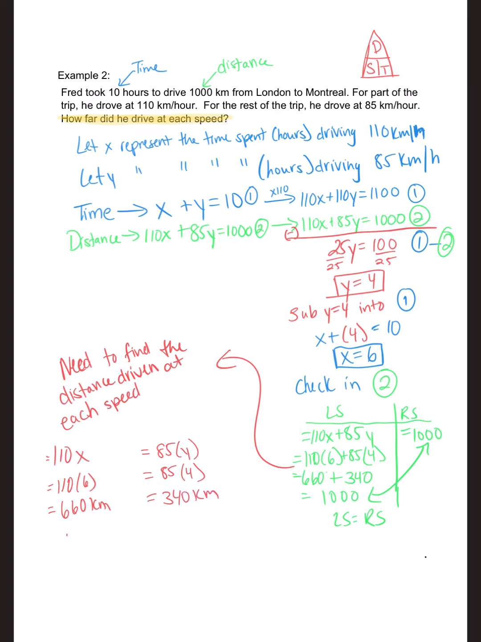So just to wrap up with our therefore statement, so therefore Fred drove 660 kilometers at 110 kilometers per hour and 340 kilometers at 85 kilometers per hour.